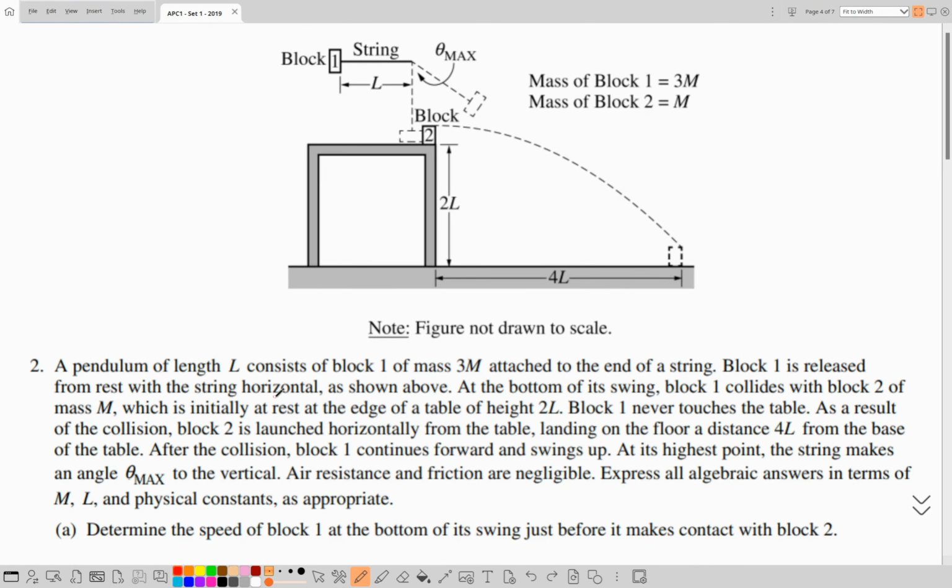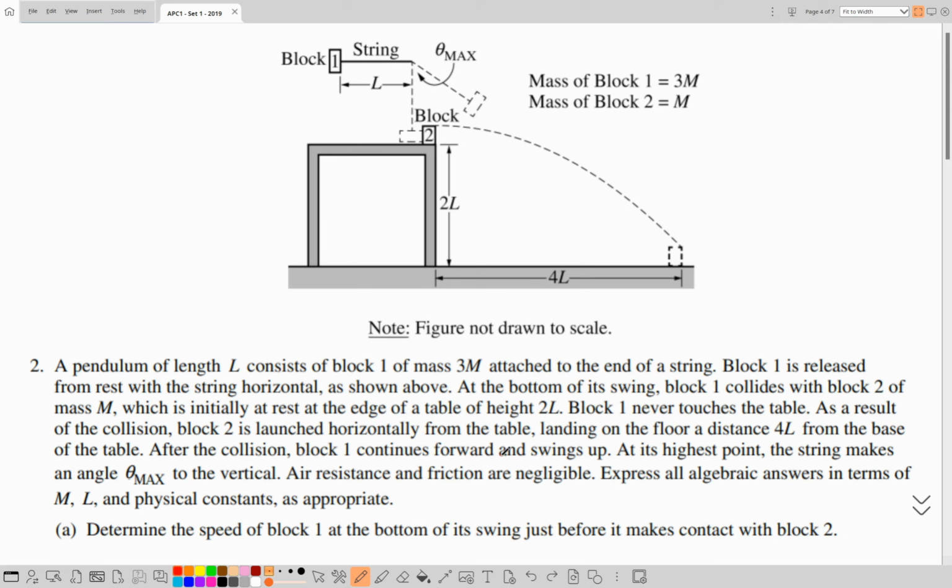A pendulum of length capital L consists of block 1 of mass 3m attached to the end of a string. Block 1 is released from rest. This is important, which means the initial kinetic energy at this point is 0. With the string horizontal as shown above, at the bottom of its swing, block 1 collides with block 2 of mass capital M. Notice that the masses are given in terms of each other in order to apply the cancellation effect later on. Block 2 is also initially at rest.